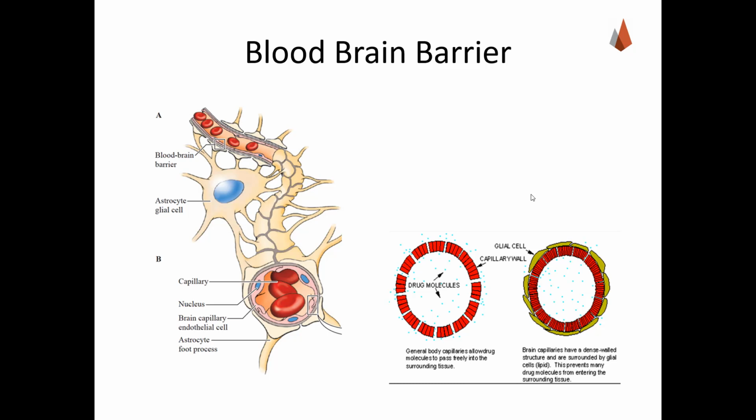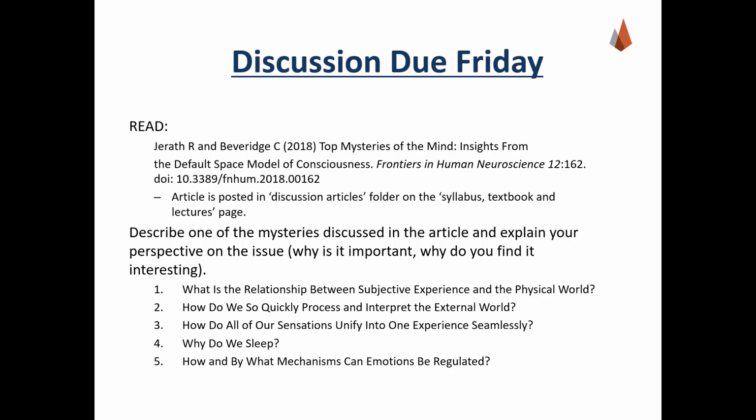If you want to know more about that, we'll talk more about that in Psychology 405, Biological Correlates of Substance Abuse. But know that we've got the myelin sheath on axons and then we've got the blood-brain barrier on brain capillaries. Okay, so that's going to do it for the first half of the lecture.